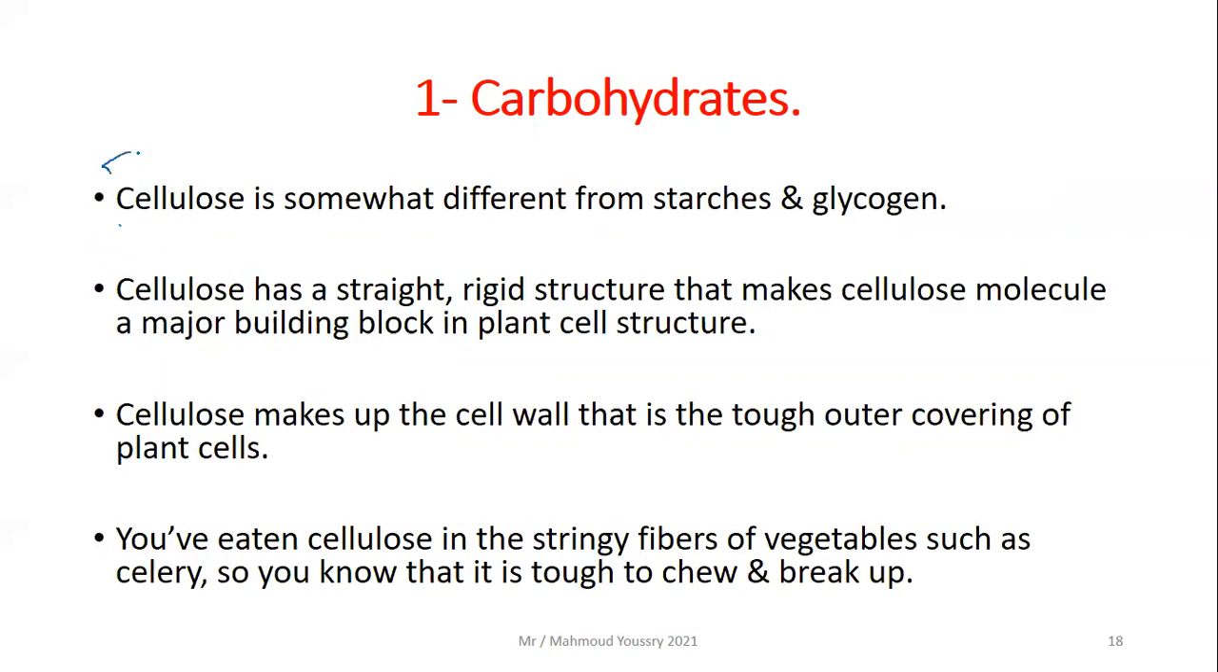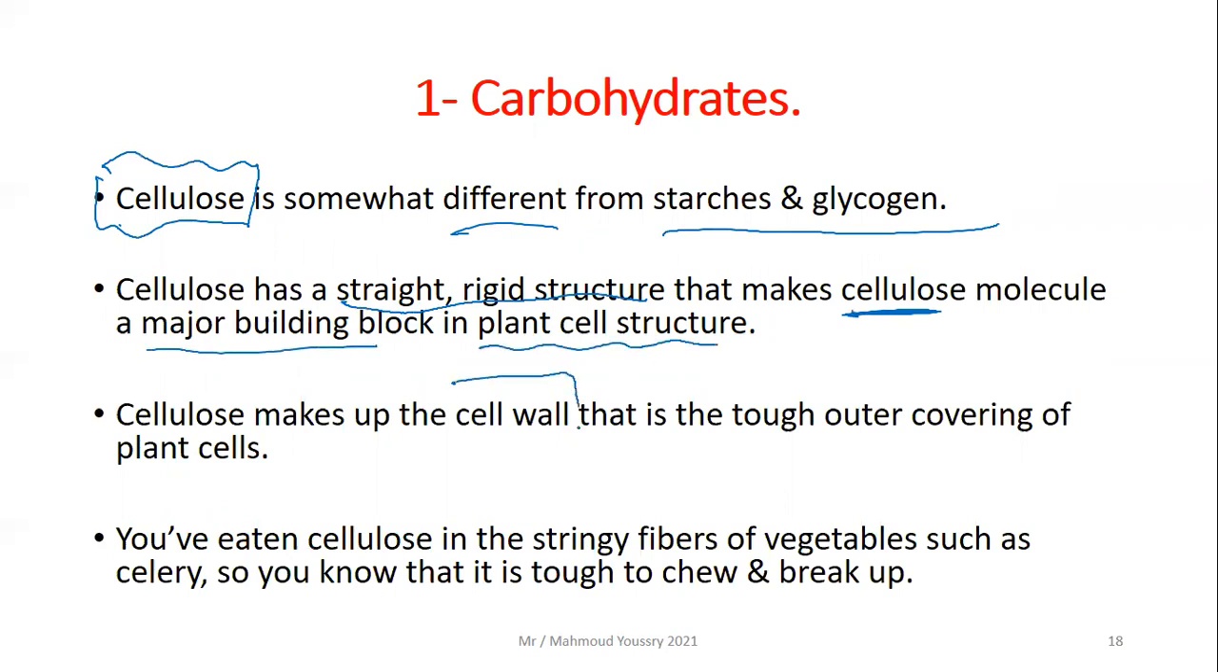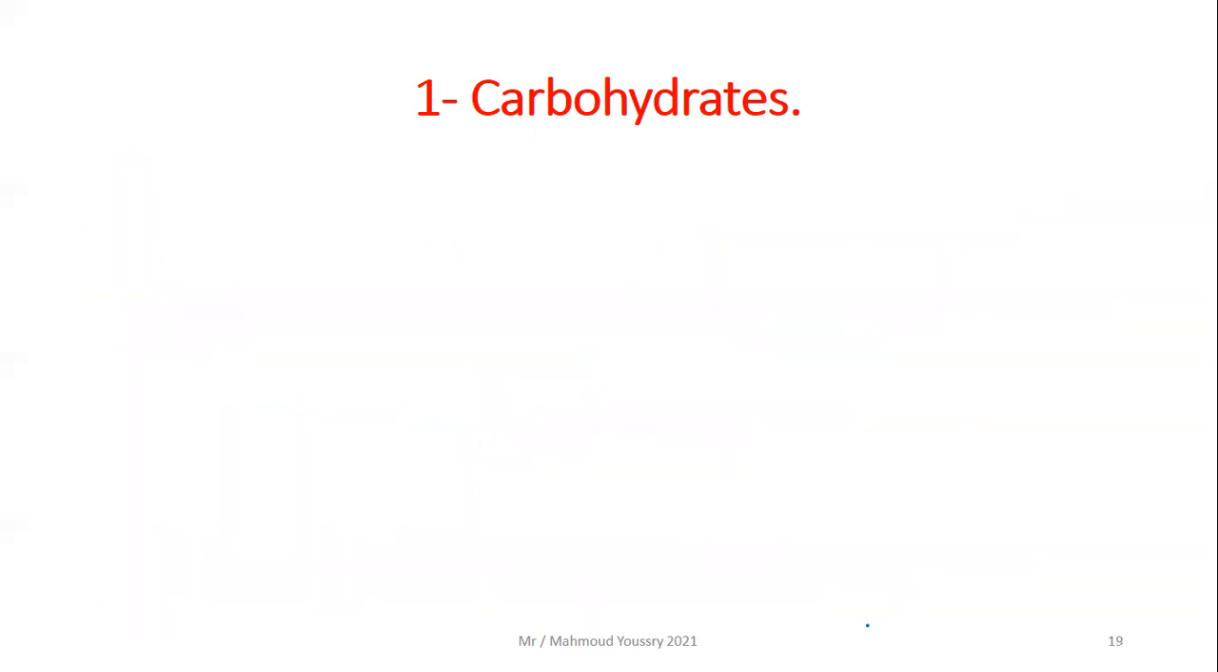What about cellulose? Cellulose is somewhat different from starches and glycogen because it has a straight, rigid structure that makes cellulose molecules a major building block in plant cell structure. Actually, it makes the cell walls of the plant. Cellulose makes up the cell wall, the tough outer covering of plant cells. You have eaten cellulose before in the stringy fibers of vegetables, such as celery, so you know that it's tough to chew and hard to break up, right?